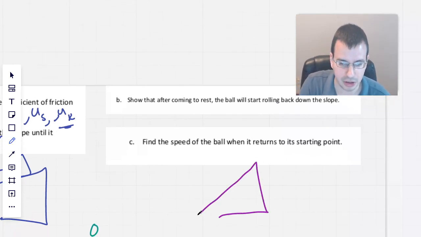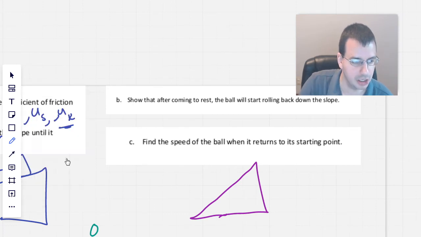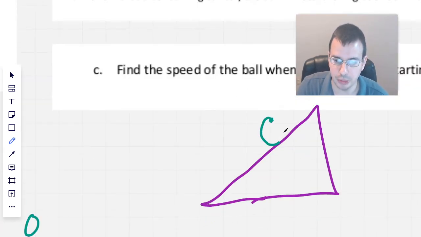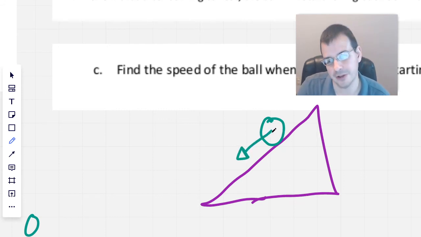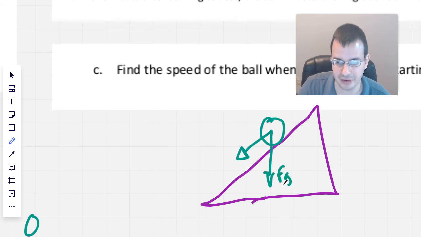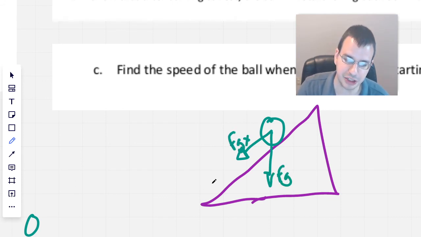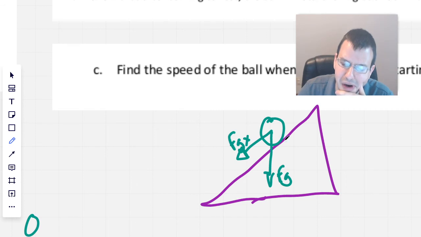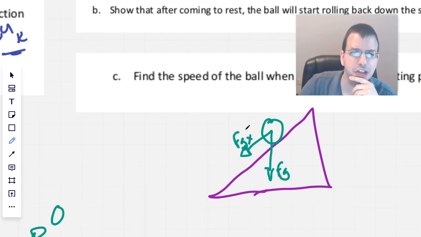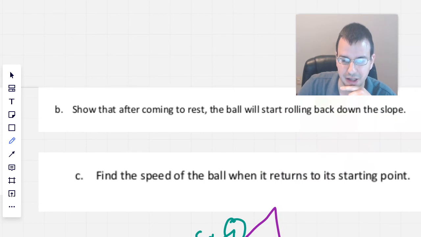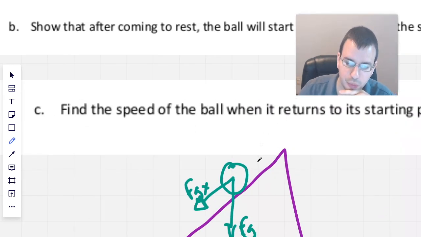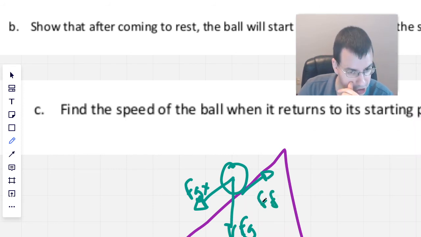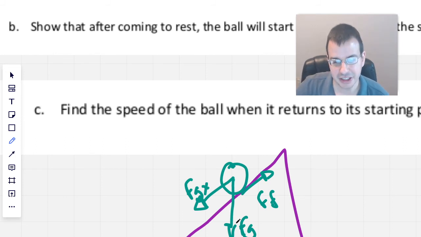Okay, so the way I would look at this is I would draw a picture. So here's a slope. Here's the ball. And so we're going to have, let's see here. This will be force of gravity, and I'm going to call it the x direction. This will be the x direction. And, gosh. Show that after coming to rest, the ball will start rolling back down the slope. So we're going to have a force of friction as well. So the forces acting on this will be force of friction and force of gravity.